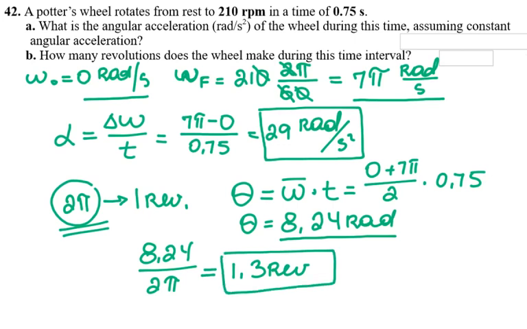So the potter's wheel was started from rest and had no revolutions per second at first, but in 0.75 seconds, it was moving at 210 revolutions per minute. Does not mean it made 210 revolutions in that time. It will make 210 revolutions per minute if it was moving at this moment for 1 minute. But because there's acceleration, it's always changing. So in 0.75 seconds, it made only 1.3 revolutions.